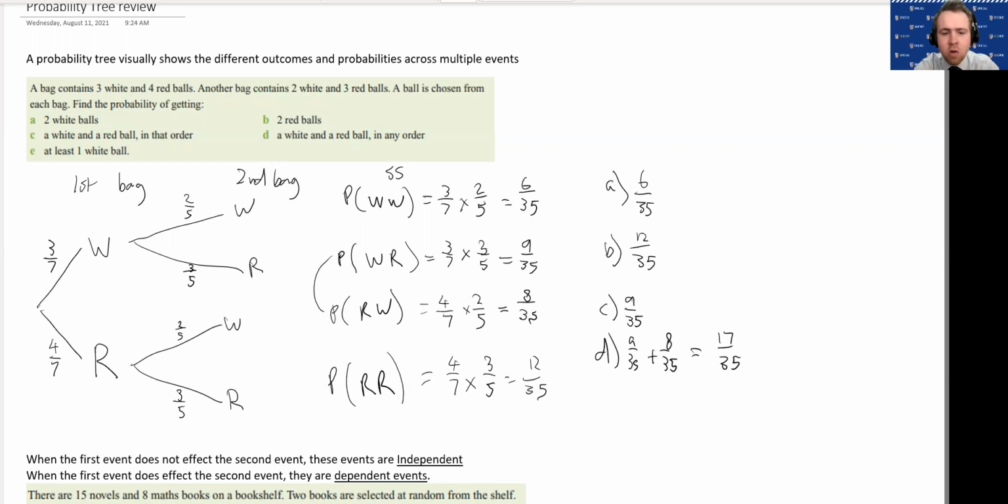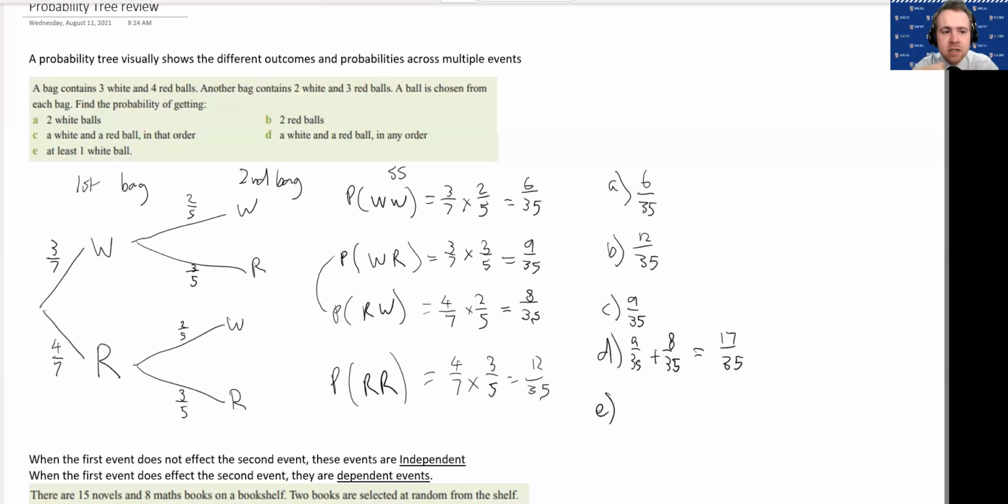And then at least 1 white ball. Now when we're doing a question like this, it's actually easier to use the complement. So we've got to remember the complement is the opposite of something happening. And the way the complement works is it's the same as the probability of 1 minus that opposite happening. So the probability of at least 1 white ball is going to be the same as 1 minus no white balls. And no white balls is just getting 2 reds. So that's going to be 1 minus 12 out of 35. And that gives us the answer.